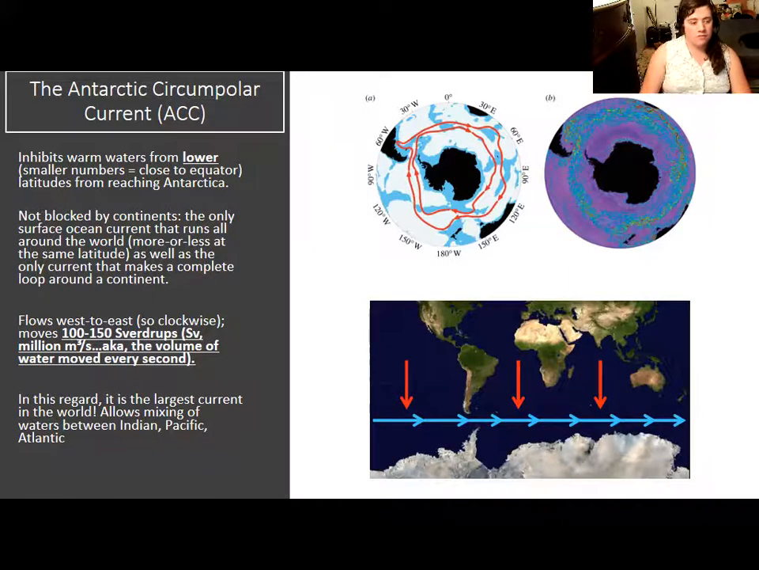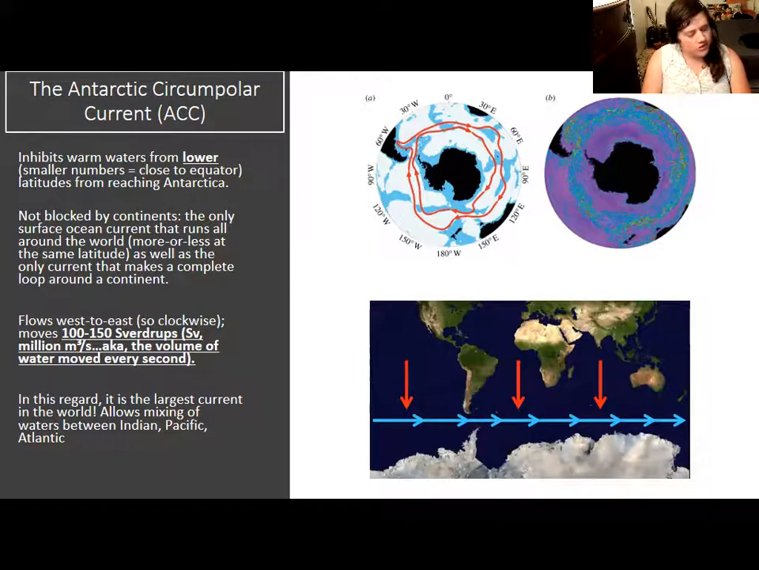What scientists use to measure the movement of the Antarctic Circumpolar Current is a unit called a sverdrup, which is 1 million cubic meters of whatever substance you're interested in, in this case seawater, per second. So it's a rate. It's the volume of water moved every second. And it ranges from 100 to 150 sverdrups, which is higher than any other current in the world.